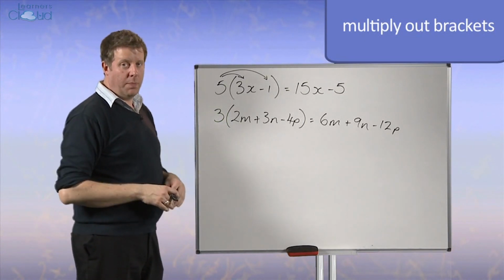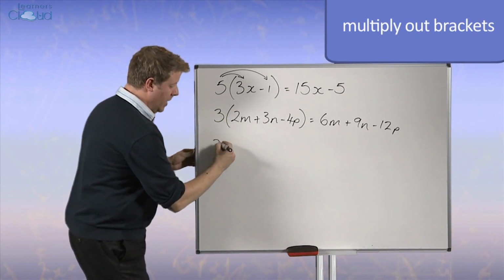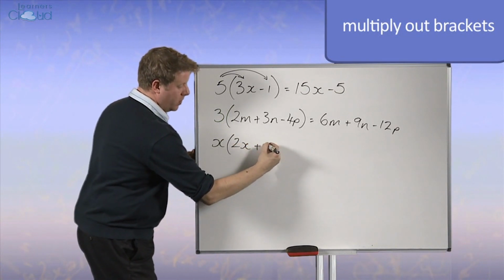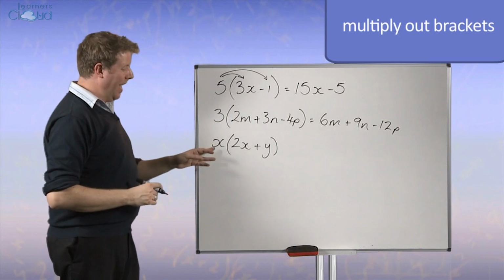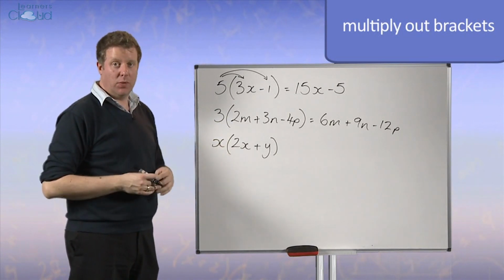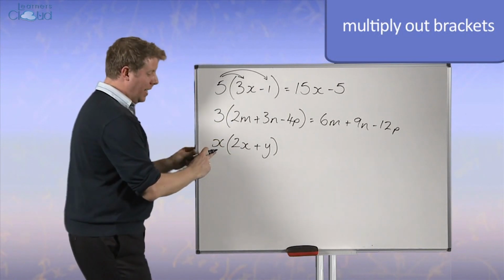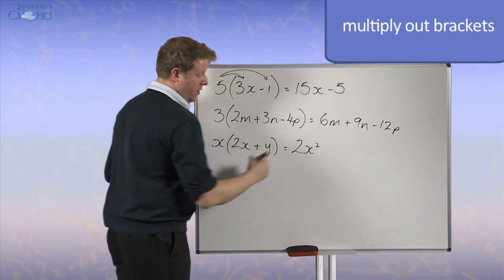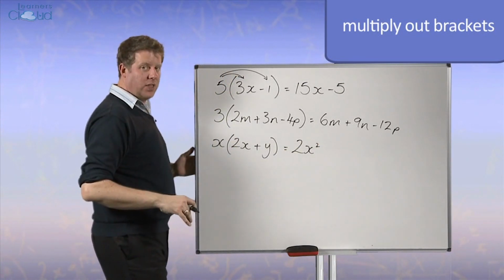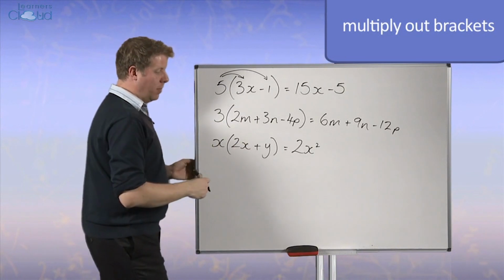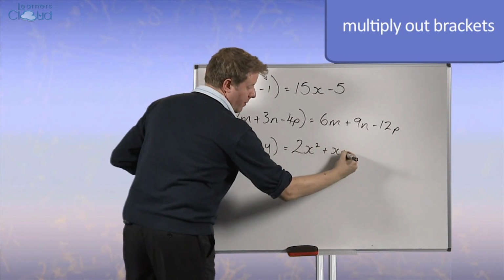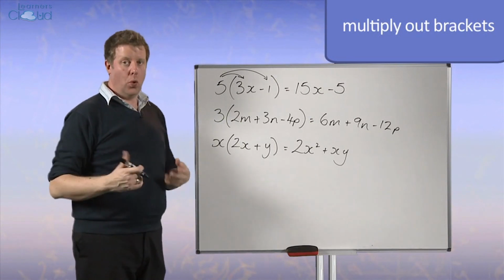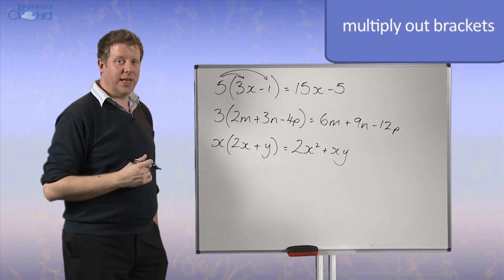The same would apply with letters. So if I had x lots of 2x plus y, everything inside would this time be multiplied by x. So x multiplied by 2x would give me 2x squared, because remember x times x is x squared, and then x multiplied by y would simply give me xy. So it doesn't matter if we're multiplying with letters or numbers, the process is always the same.